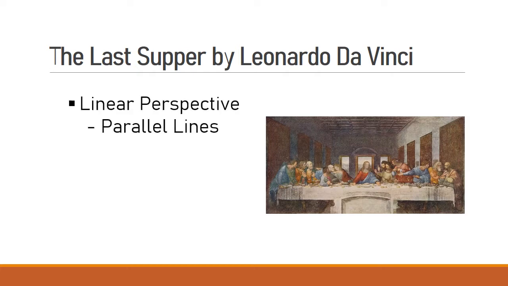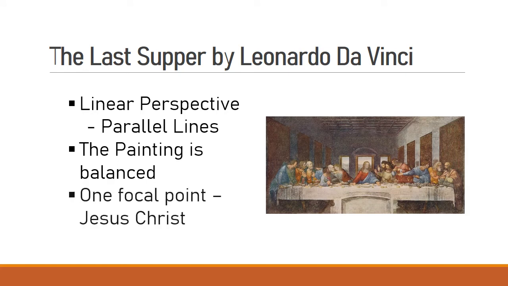In this painting, Da Vinci used linear perspective, the parallel lines that can be seen in the ceiling and the rectangular shapes in the wall depict distance. It becomes smaller and smaller as it reaches the end. The painting is balanced with only one focal point, Jesus as the center. It tells us that Jesus, our God, should be the center of our home.